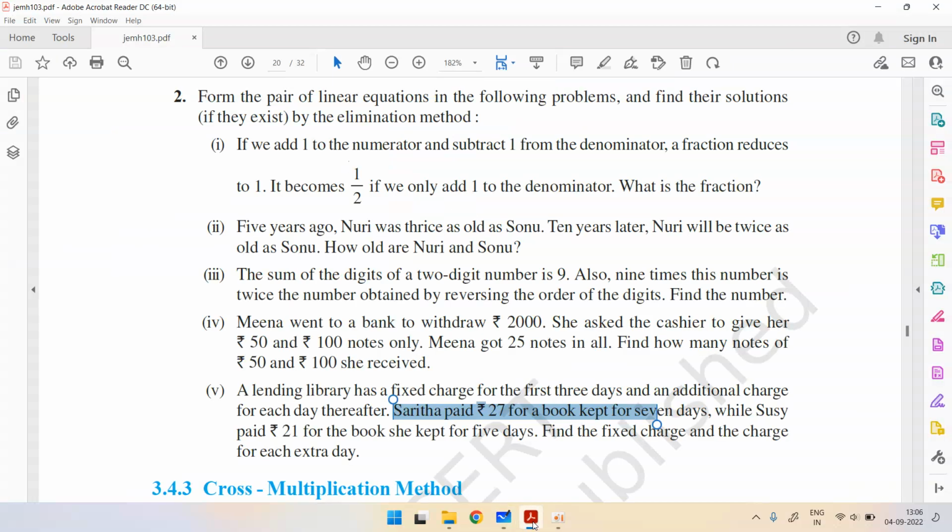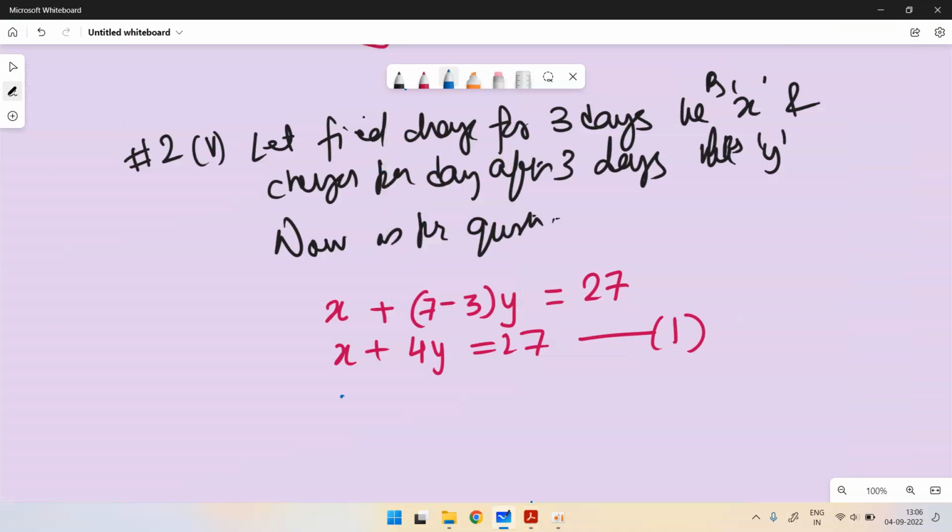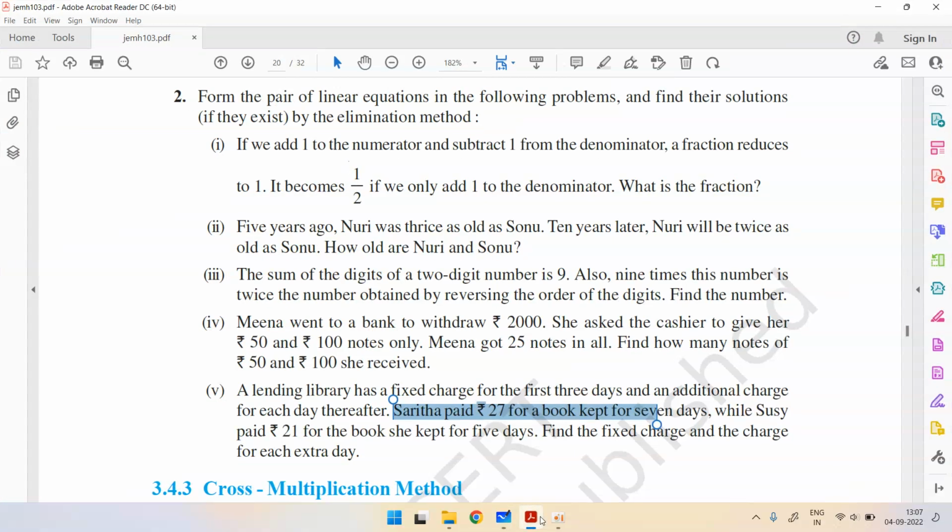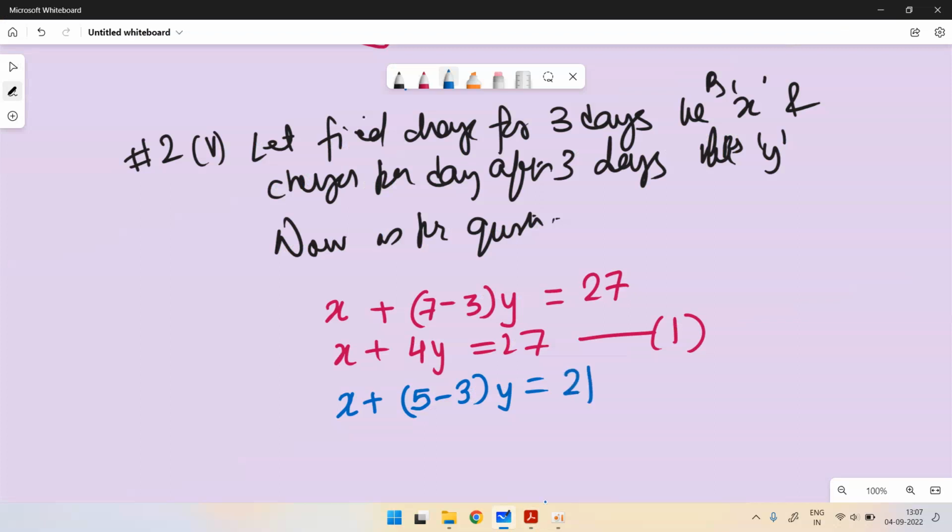Now for the second, Susie paid 21 for 5 days. So 3 days fixed charge is X, and after 3 days the charge is Y. The variable charge will be for 5 minus 3 days into Y, and the total is 21. If you expand this, it becomes X plus 2Y equal to 21. This is equation number 2.